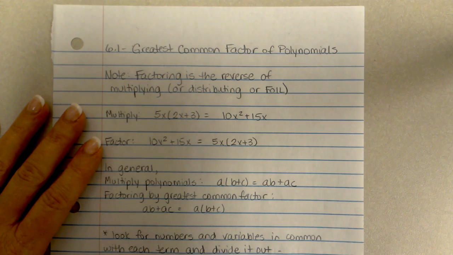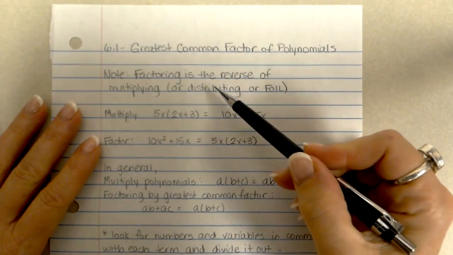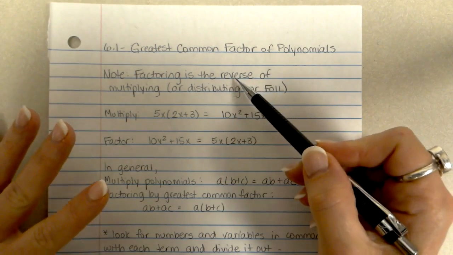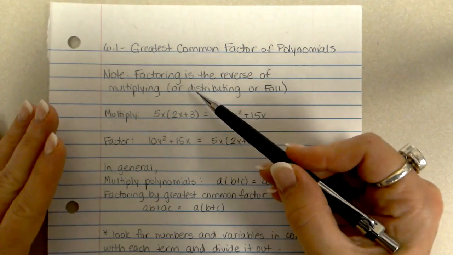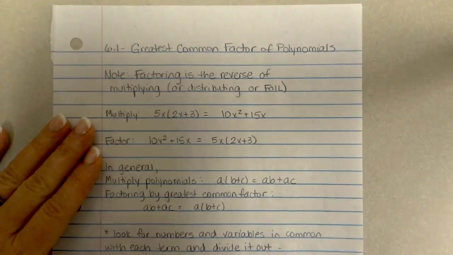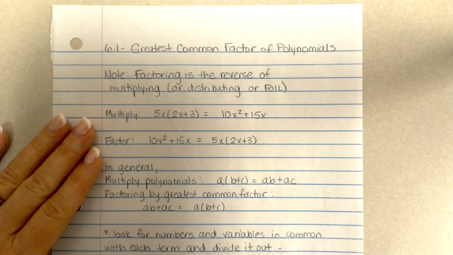Okay, this video talks about how to find the greatest common factor of polynomials. All right, the first thing you want to think about is, what is factoring? Basically, factoring is the reverse of either multiplying, distributing, or FOILing. So instead of having something in its most complex form all put together, you are looking for what it would be in the simplest form if you broke it up into the smallest parts.